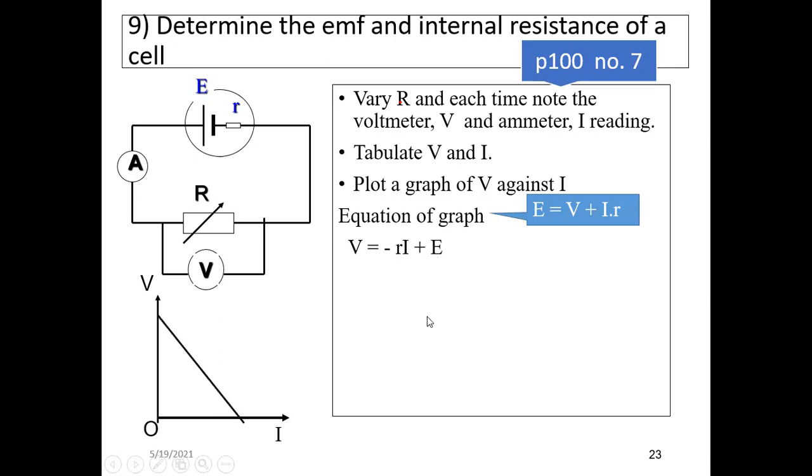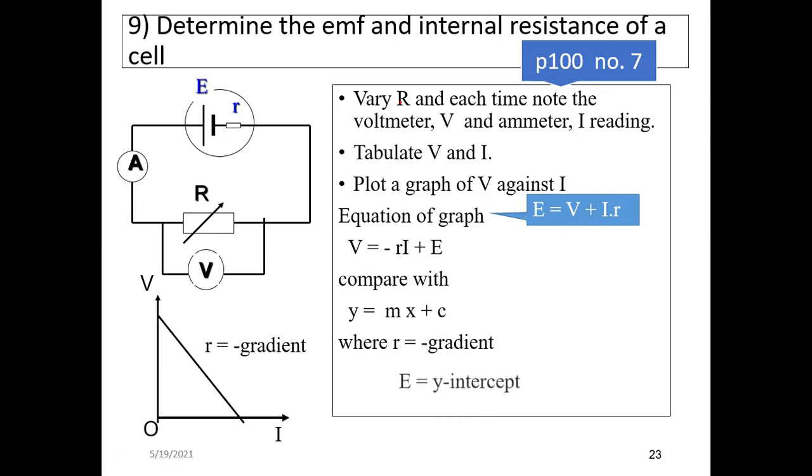Compare to the equation of a straight line. This is the equation of a straight line. Compare with that. We got a straight line graph with negative gradient. And then the C, that y-intercept, is your E. That gradient there is your minus r. E is here, y-intercept. So you should be able to find from the graph your EMF and r. Okay?